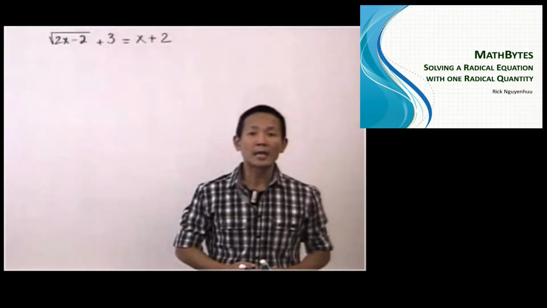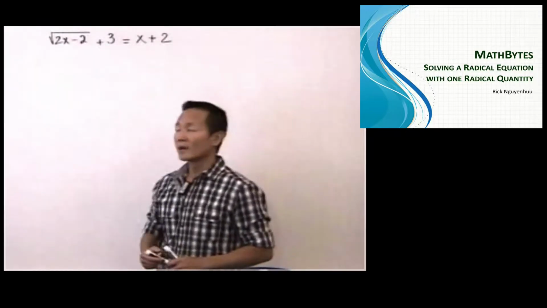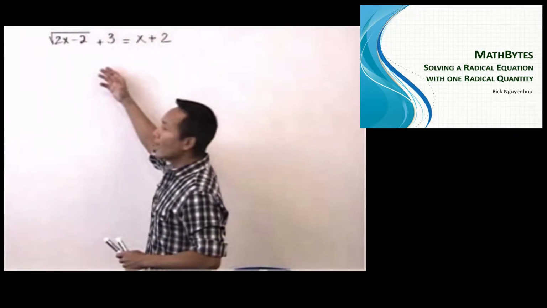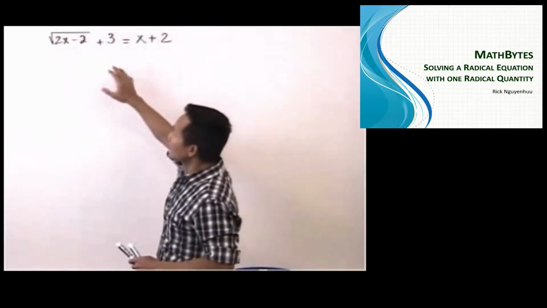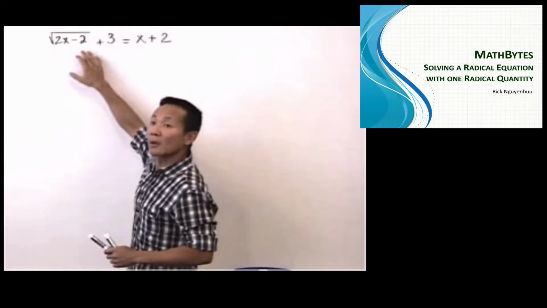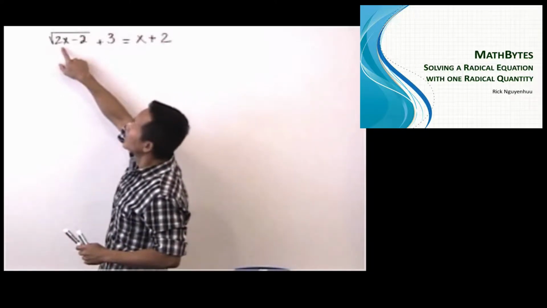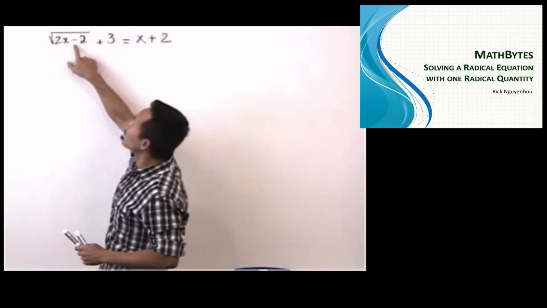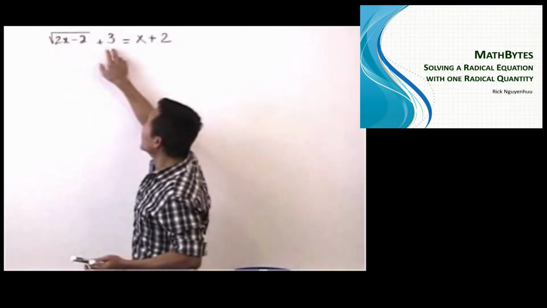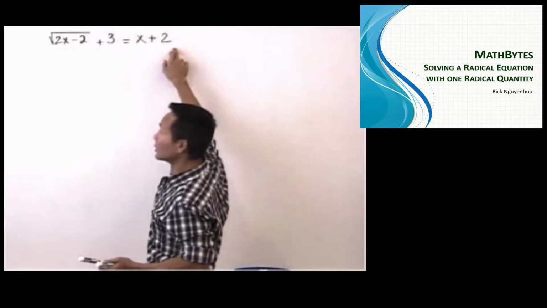Today I am going to show you how to solve a radical equation with one radical quantity. Here I have a radical equation, but today we only deal with solving a square root equation. I have one radical quantity here. You see it? We have 2x minus 2 under the square root, and that's all we have. And this is the number 3, and this is the variable x, and this is another number 2.